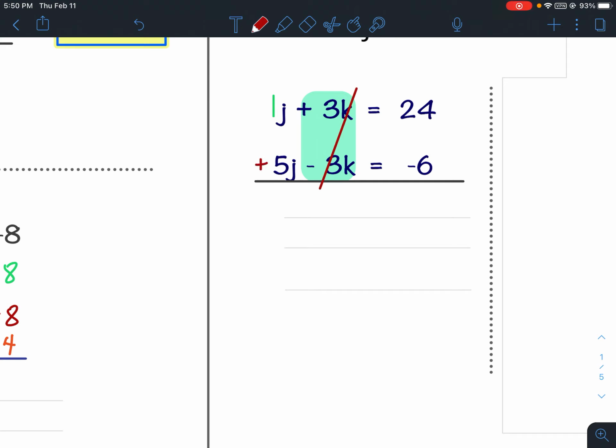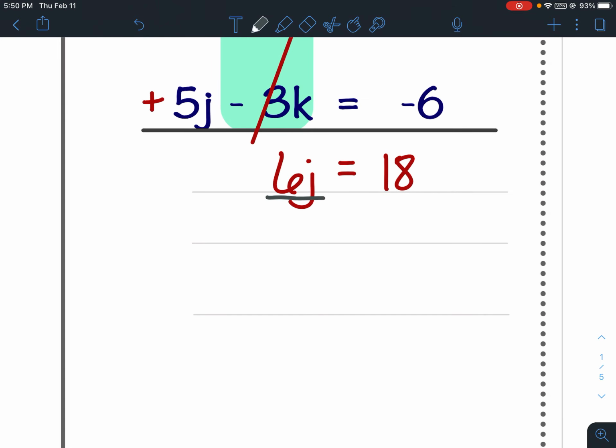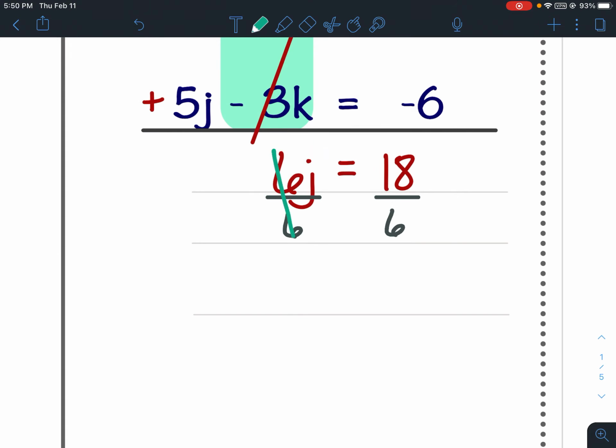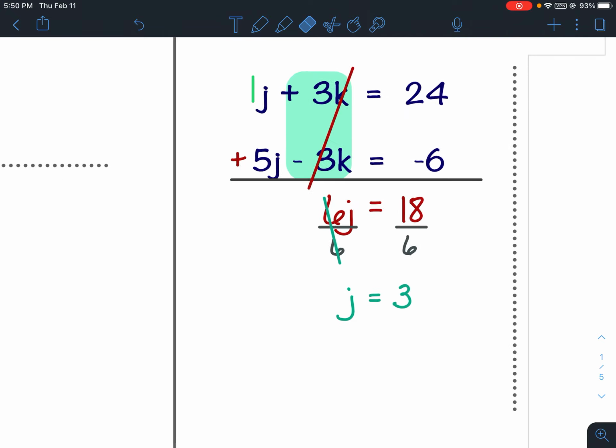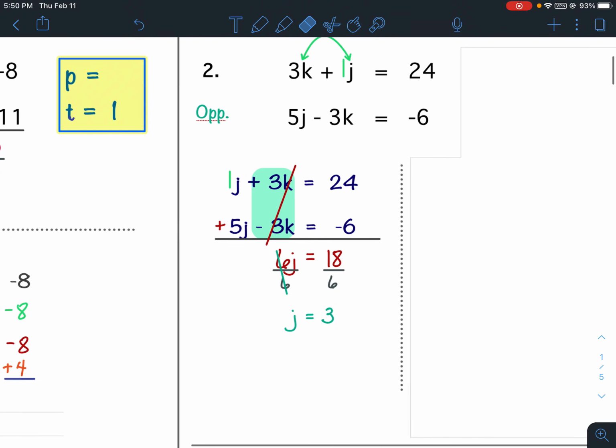1j plus 5j would give me 6j. And 24 minus 6 is 18. Now we are going to divide both sides by 6. 18 divided by 6 is 3. So j equals 3.